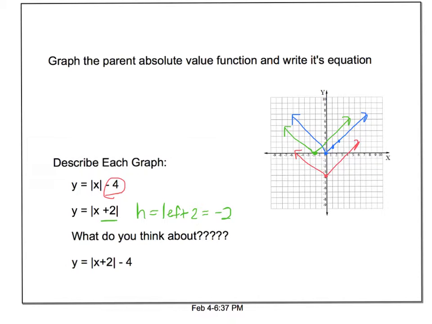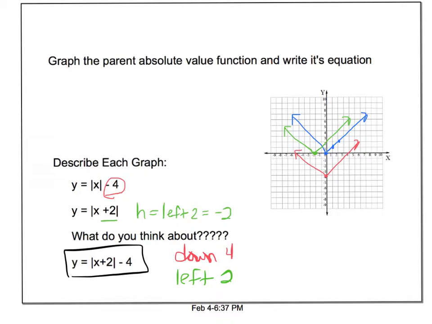So here I have the 3 examples. The parent function in blue, the shifting down of 4 from the red one, and the green equation told us to go left 2. But what if I was given an equation that looked like the one down here at the bottom, where both things are happening at once? Well, you can graph it all at once just by knowing the characteristics of the equation. We already know the negative 4 shifts it down 4. And we know that the plus 2 moves it left 2.